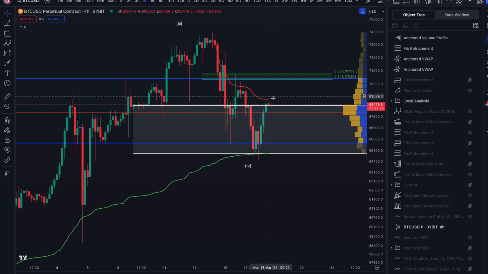The first sign of strength will be flipping this area here, 68,900, around 900, and then going on to that level. So this is where I look at the analysis in detail when I go into the actual chart. I have Elliott wave as a guide, but then I really look at the volume to see if we can break this.